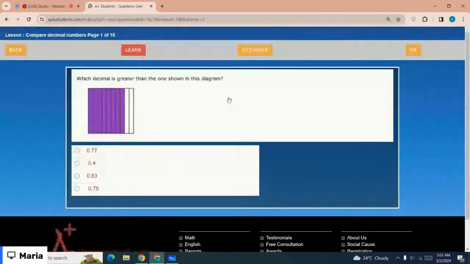Okay, which decimal is greater than the one shown in the diagram, right? First, you have to see what number is shown in the diagram, right? Yeah, this one has 1, 2, 3, 4, 5, 6, 7, 8, 9, 10 portions, right? And out of 10, 8 are colored. So that means the diagram represents 0.8. Got it? So which number is greater than 0.8? You are given four options. Which one is greater than?